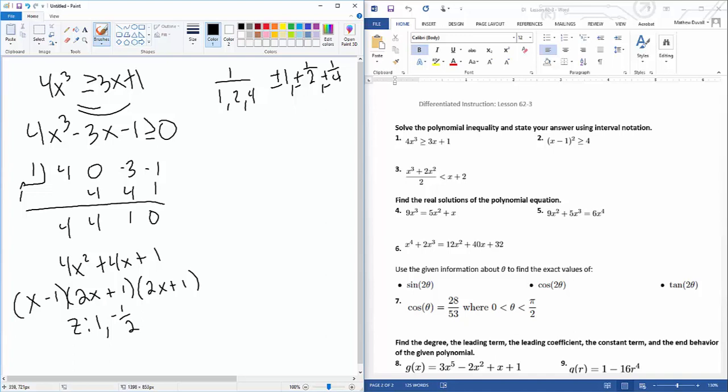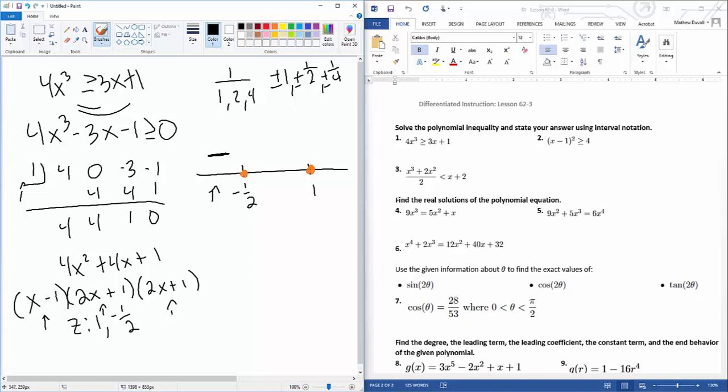So now I put that on a number line, negative 1/2 and positive 1. Because it was equal to, these are going to be solid circles. And now I need to test each of these regions. So like test negative 2. If I plug in negative 2, I get a negative, a negative, and a negative. So a negative times a negative times a negative is a negative.